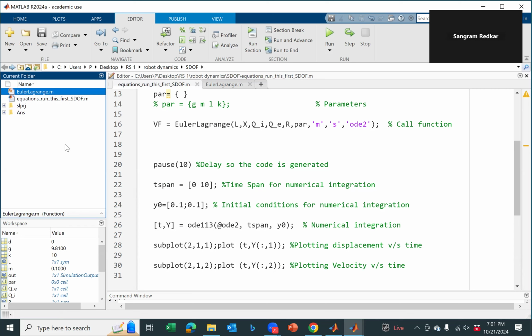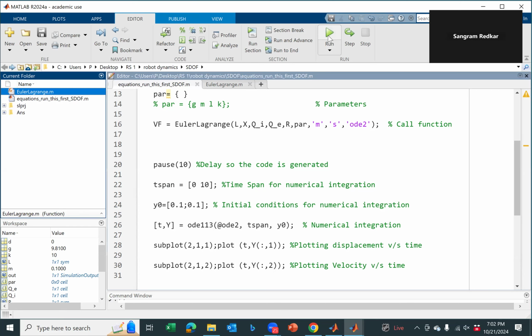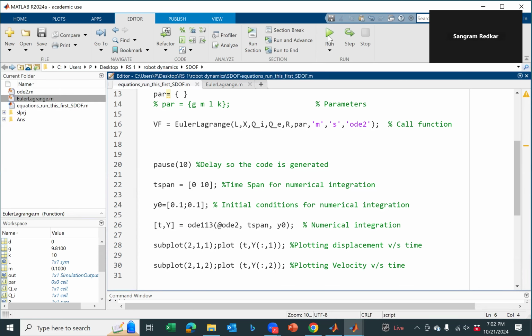This code will find the differential equation, form the differential equation as a MATLAB script file, run the differential equation solver ODE45, and then give you the solution and also generate the Simulink block. How cool is that? I'm going to run this, and now I want you to watch the folder. I'll run this. Can you see ODE2.m got generated? And then it's still busy because it's creating the Simulink block.